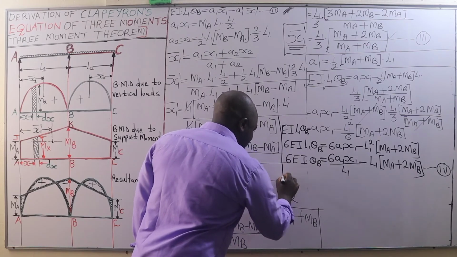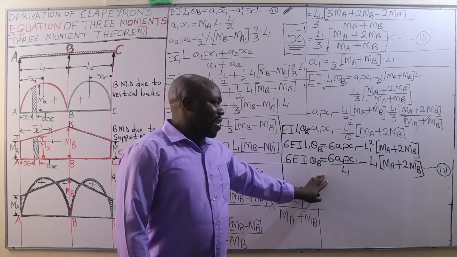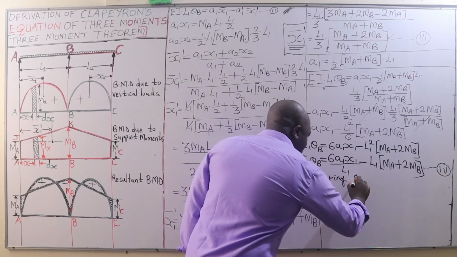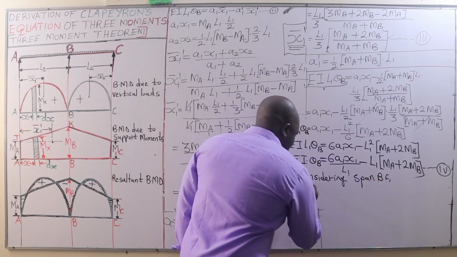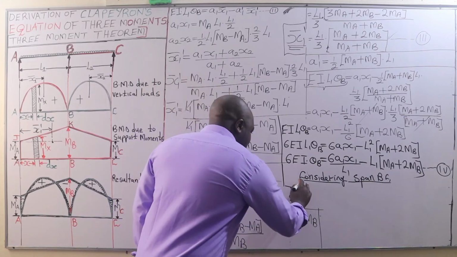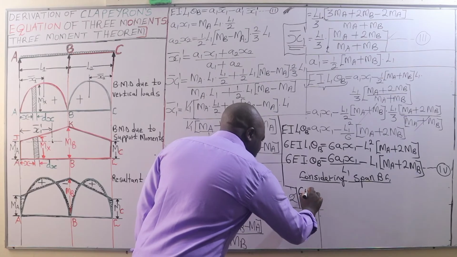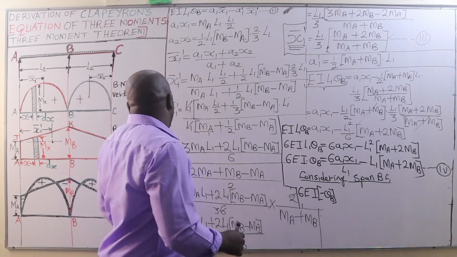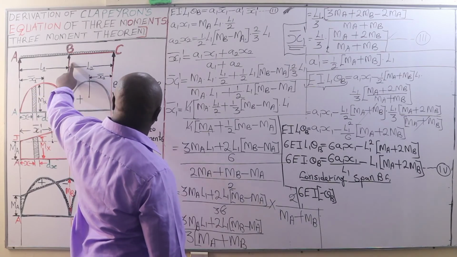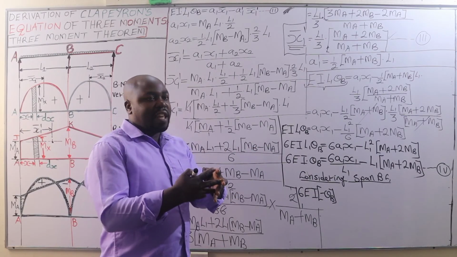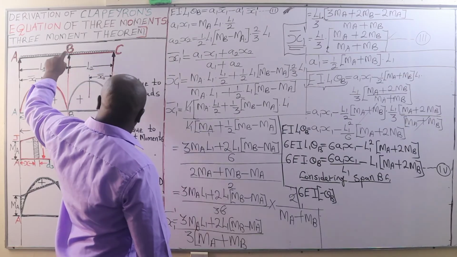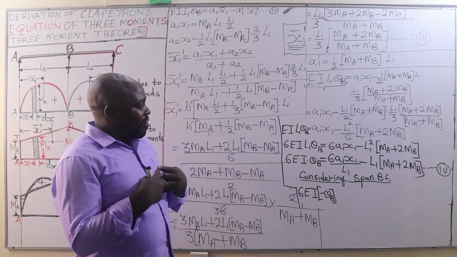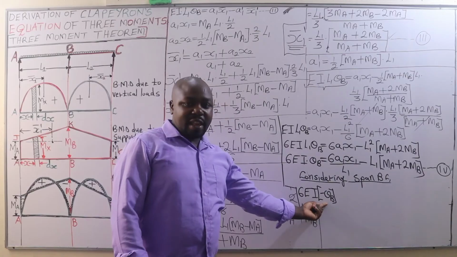Now, when we consider span BC, remember, all these we were considering span AB. When we consider the span BC, we are going to have the following. It is going to be 6EI into bracket negative slope at B. Why negative slope at B? Because the distance x from A to B and the distance x from C to B are in the opposite direction, and therefore the slope at B on the span AB and the slope at B on the span CB, since they are acting in the opposite direction and they are vector quantities, they are going to have different signs. This one positive, the other one negative.